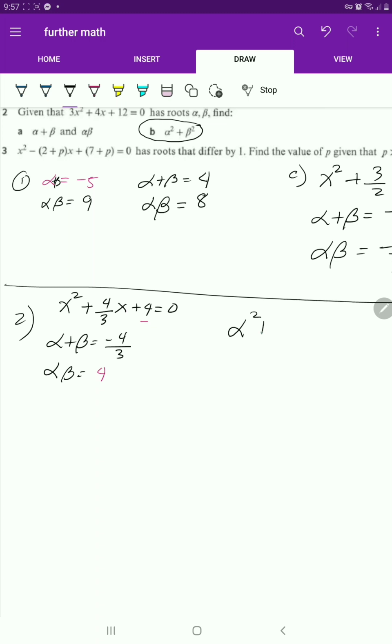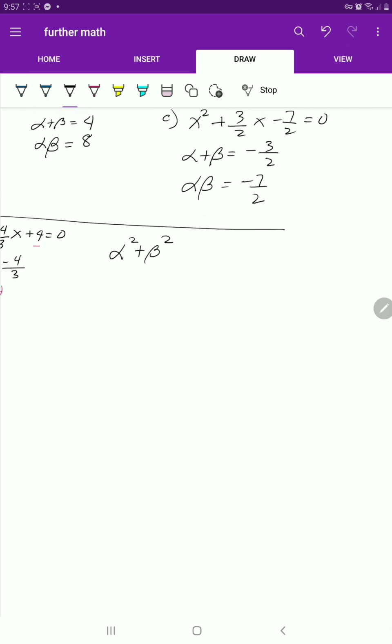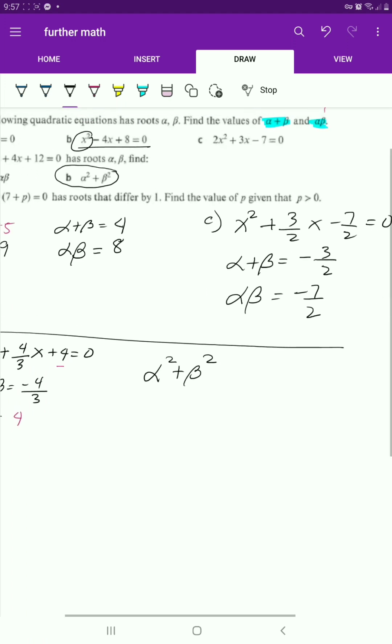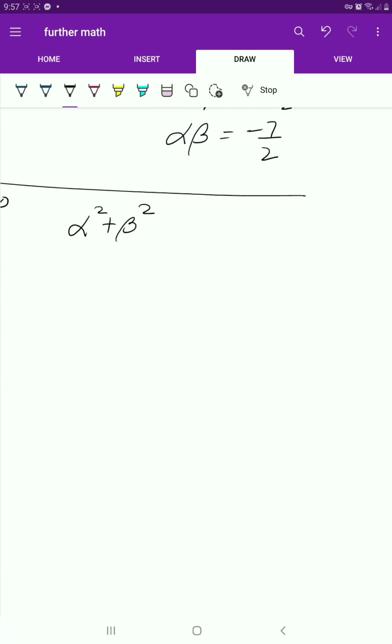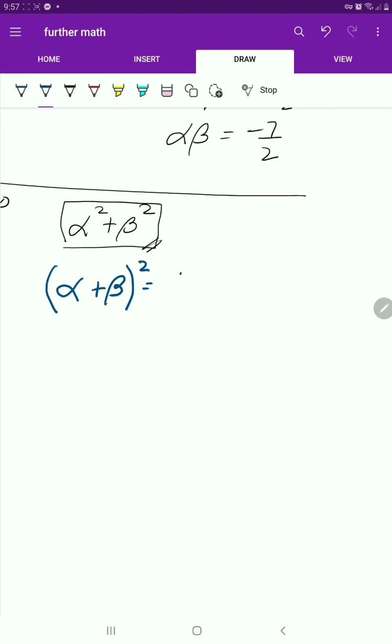How are we going to find alpha squared plus beta squared? And this is the trick for this one. Ignore that question first. You need to ask yourself, how can you obtain this expression? We know that, let's say, alpha plus beta, and then you square them. What will happen? That is actually alpha squared plus 2 times alpha beta plus beta squared.